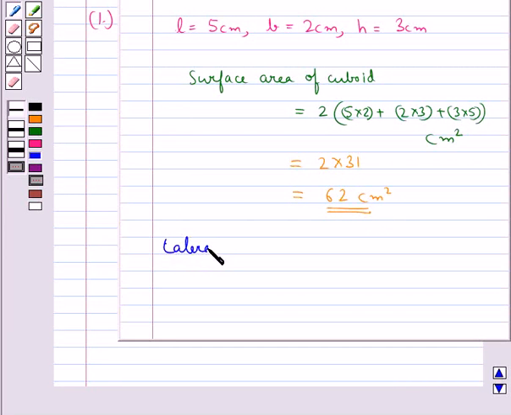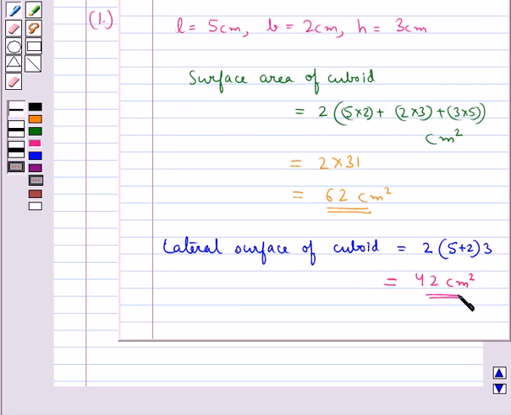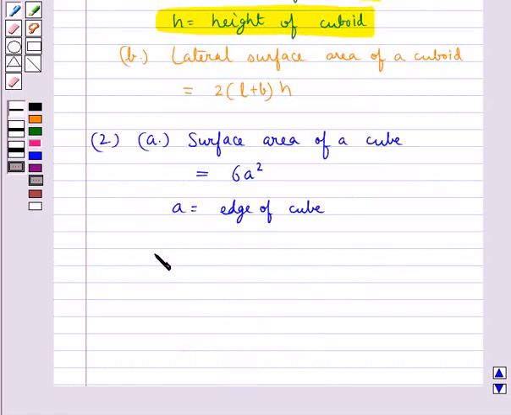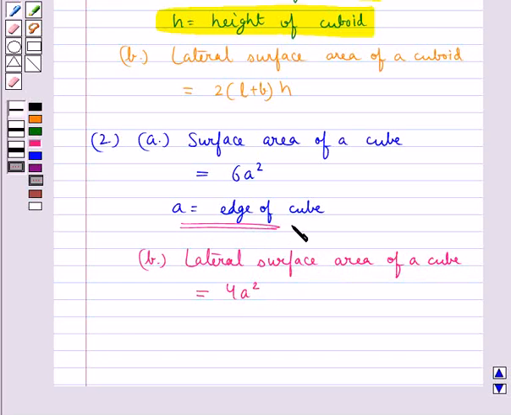Next, the lateral surface area of the cuboid is given by 2 into L plus B into H. That is equal to 42 centimeter square. Next we have the surface area, or total surface area, of a cube. Its formula is 6 into a square, where a is the edge of the cube. And the lateral surface area of a cube is equal to 4 into a square, where again a is the edge of the cube.